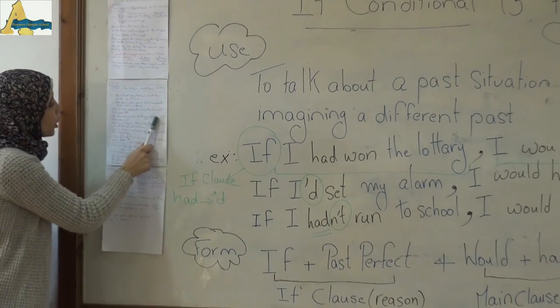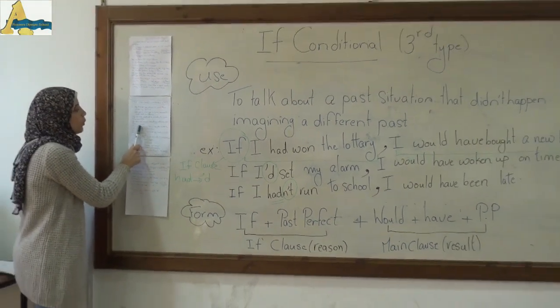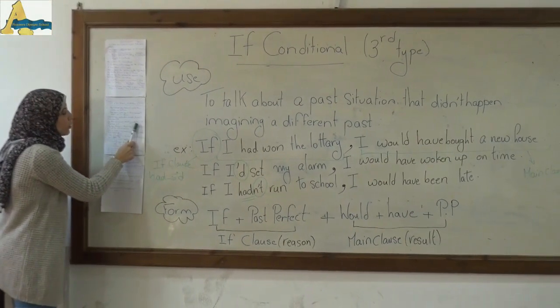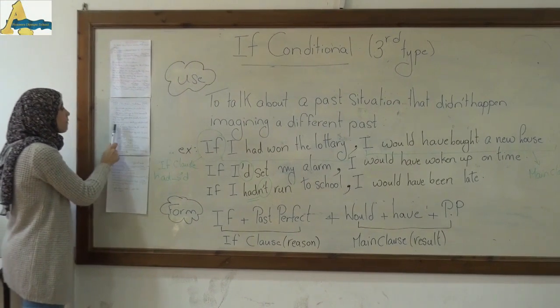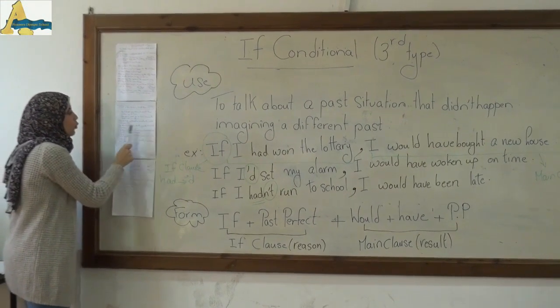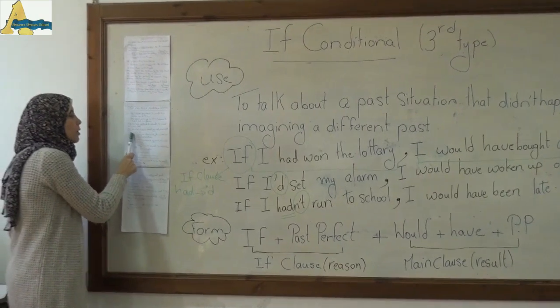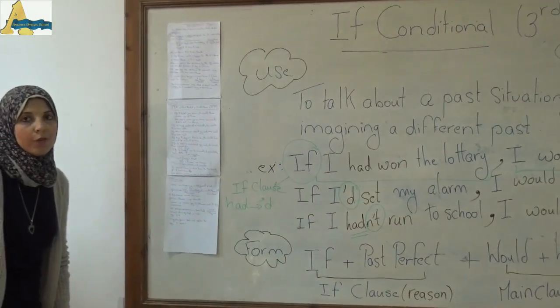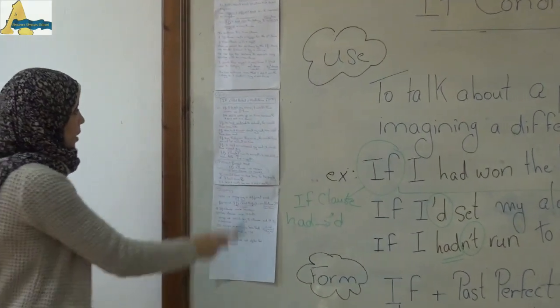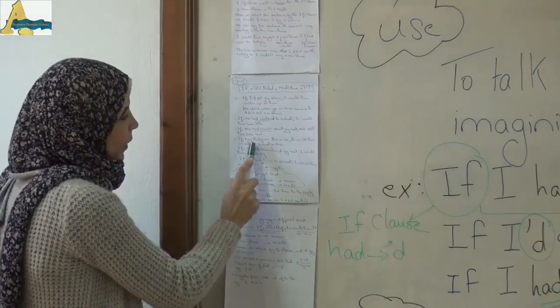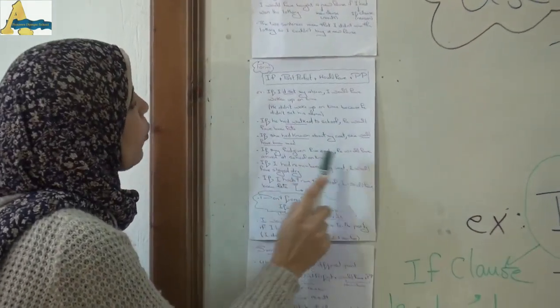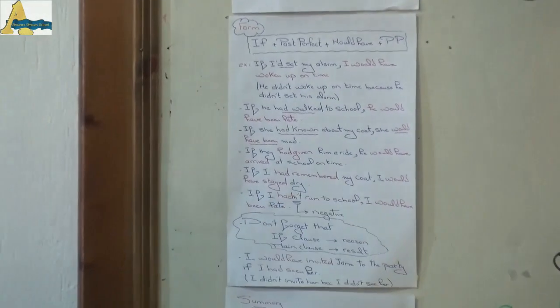What about the second part of the sentence? The main clause, the result. It has to be written: she would have been mad. She would have, this is the form, and been is the past participle of the given verb. Another example here. If they had given him a ride, he would have arrived at school on time.